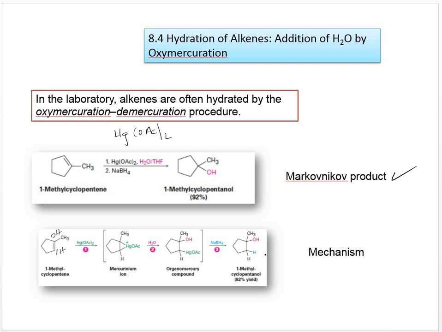You don't have to worry about the mechanism. It's a little bit complicated, but at the end, when you have an alkene and you have mercury acetate plus this reagent, if you just see mercury acetate, most probably the reaction will be oxymercuration-demercuration. Just add water to the alkene in Markovnikov fashion.